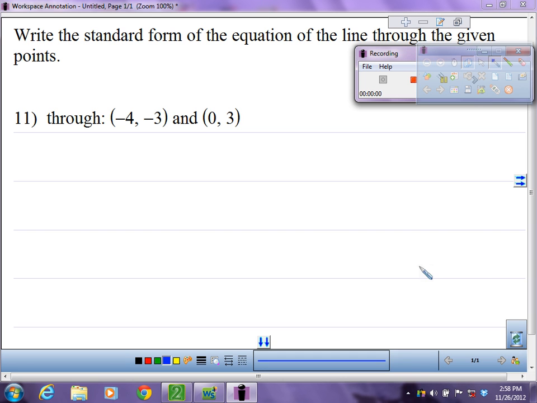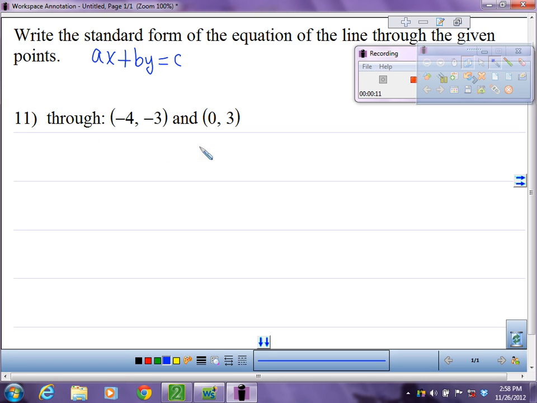Well, this one actually does require more work. They still want you to write the standard form, right? Ax plus By equals C through the given points. So now you have these points here, but there's no equation, there's nothing. I could use an equation.